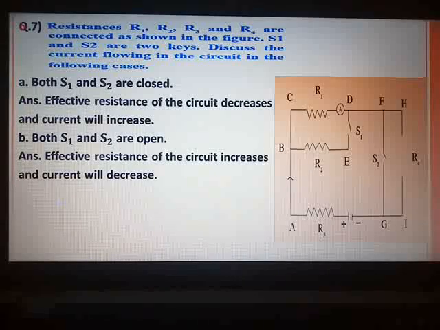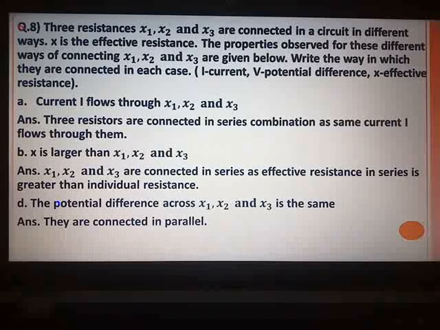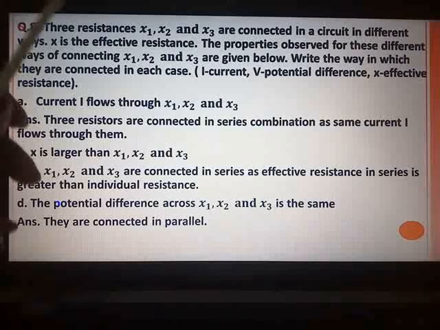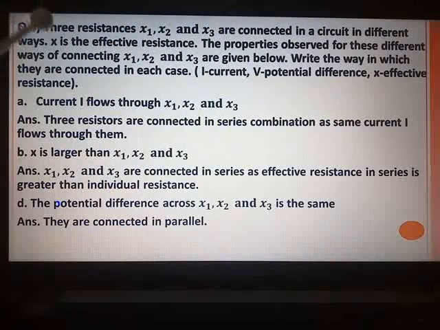Again question number 8. Some part I have solved for you. Some part is homework. Even though it is homework, I will discuss it. 3 resistances X1, X2 and X3. Till now we were seeing resistances R1, R2. Here they have given X1, X2 and X3 connected in the circuit in different ways. X is the effective or the total resistance.